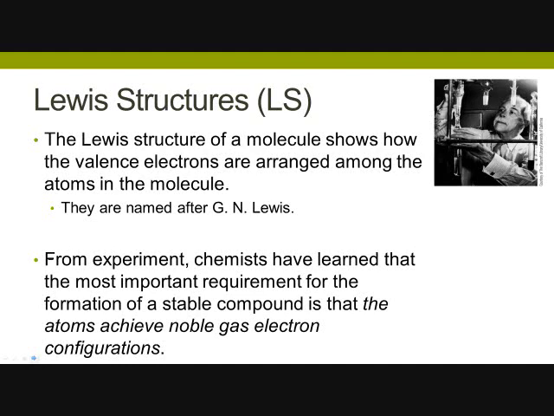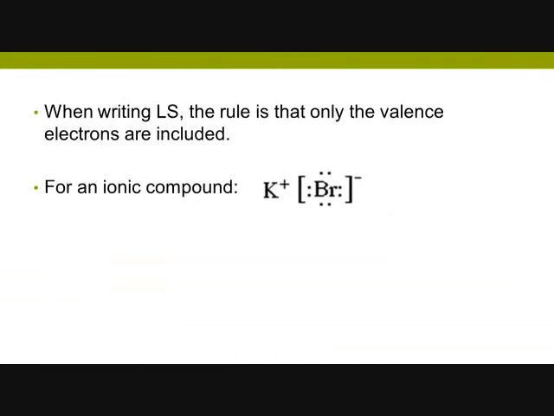So from experiment, chemists have learned that the most important requirement for the formation of a stable compound is that all of the atoms involved achieve noble gas electron configurations, meaning they are very stable, because noble gases are the most stable of all the elements. When writing Lewis structures, the rule is that only the valence electrons are included.